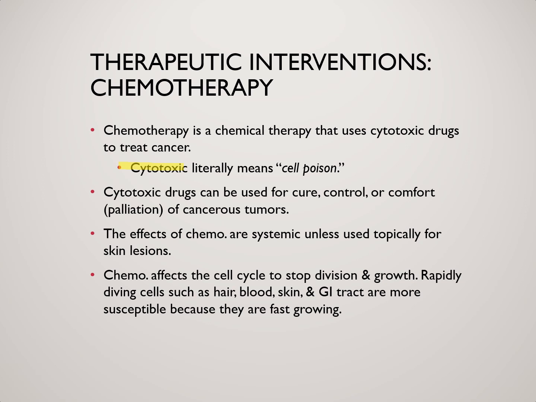Your chemotherapy affects the cell cycle and it stops division and growth of the cancer cell. Rapidly dividing cells like your hair, blood, skin, and GI tract are more susceptible because they are also fast-growing cells.